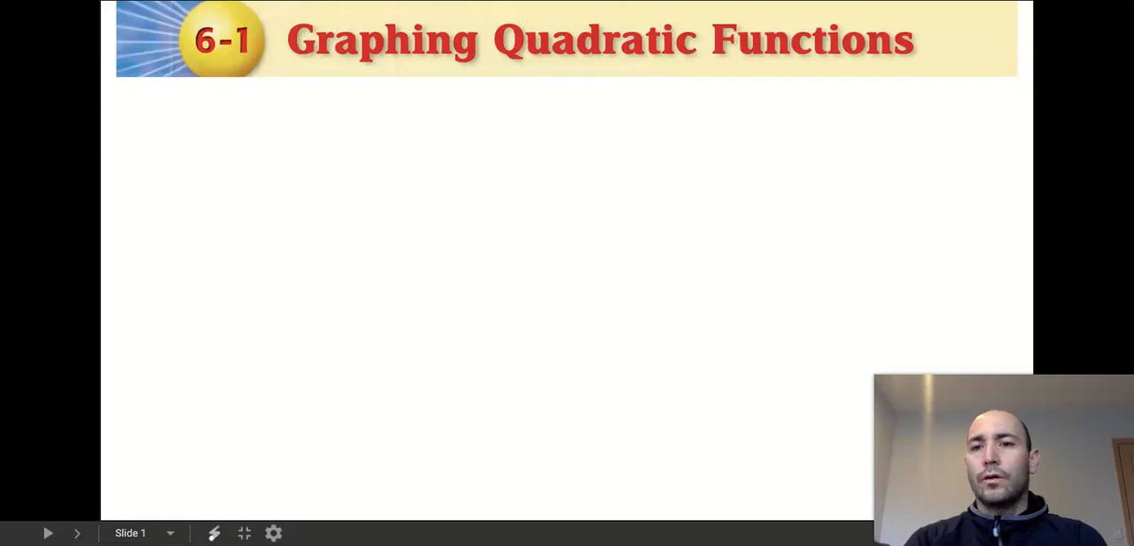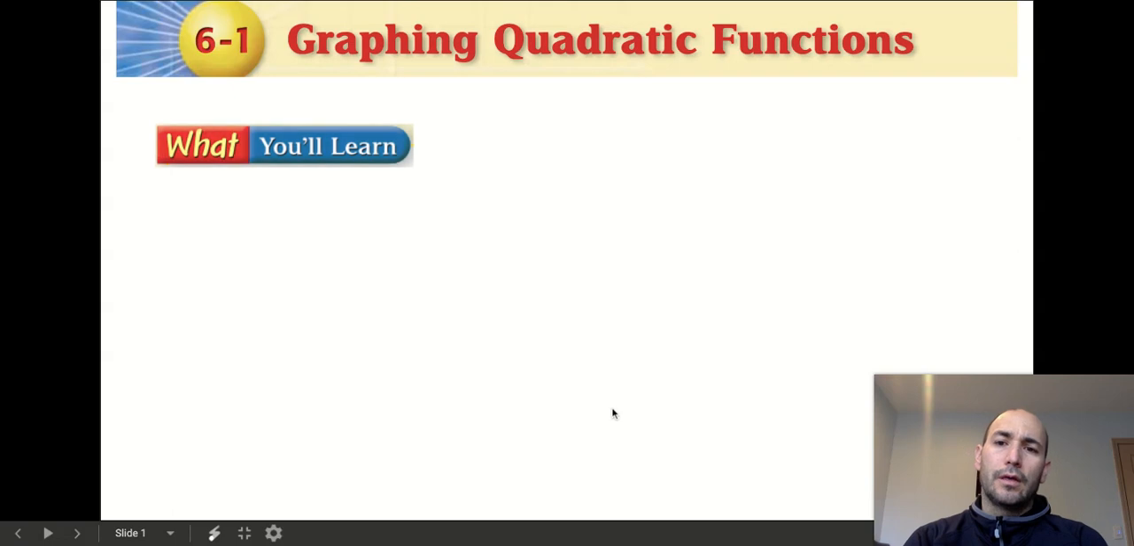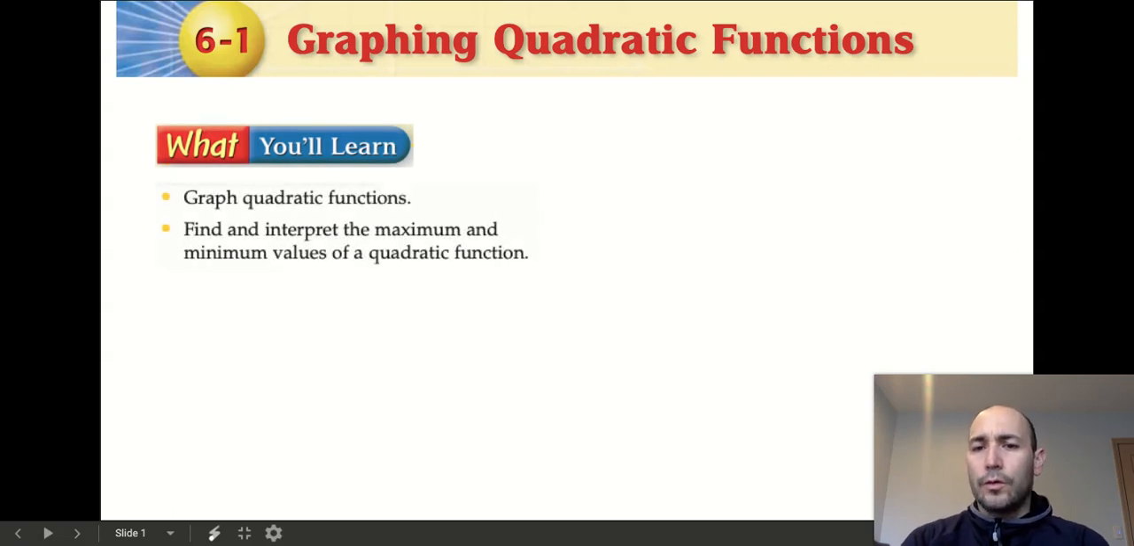All right, so we're going to work on chapter 6, lesson 1, graphing quadratic functions. What we're going to learn is how to graph quadratic functions. We're going to learn how to find and interpret the maximum and minimum values of a quadratic function.